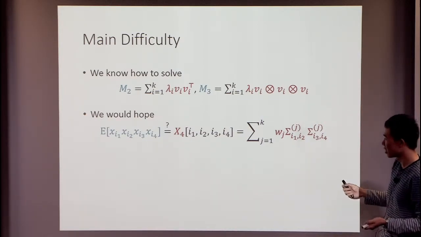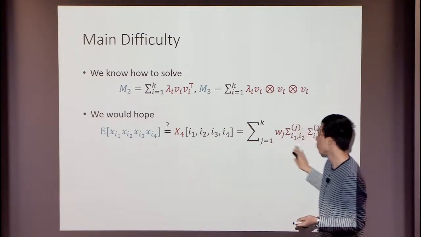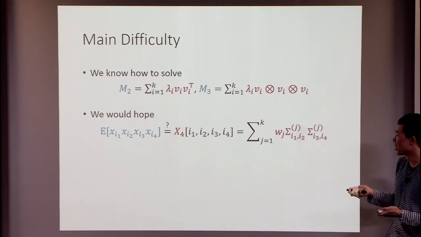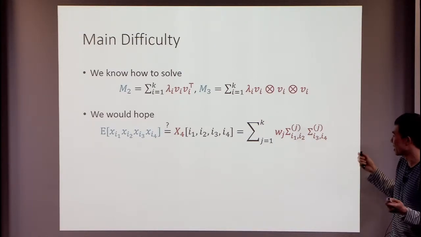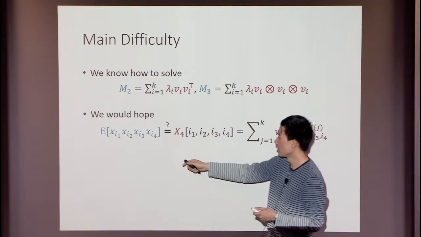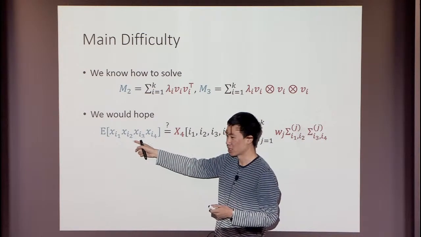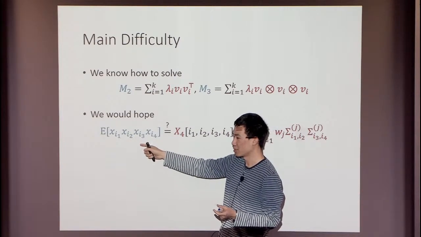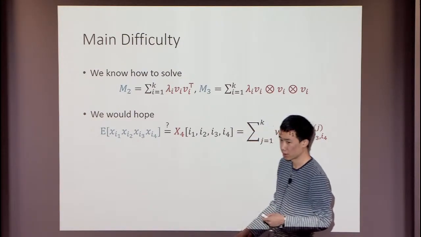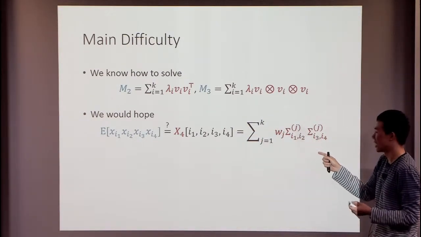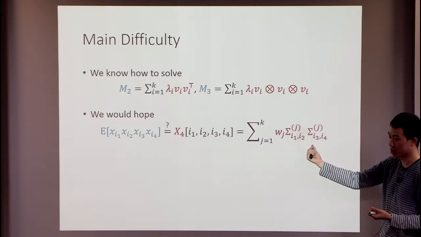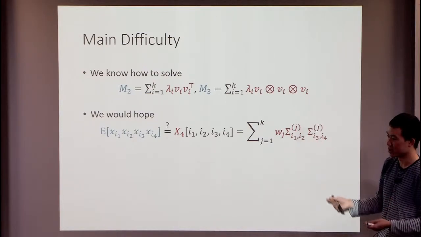But then the problem is, is this true? Is this equation true? If you look at the equation for a while, you will realize that this cannot be true. This is really just wishful thinking, because the left-hand side is really symmetric. I can permute I1, I2, I3, I4, and no matter how I permute, it's the same number. The right-hand side is not as symmetric. If I swap I2 and I3, I will get a different number. So these two cannot be the same.